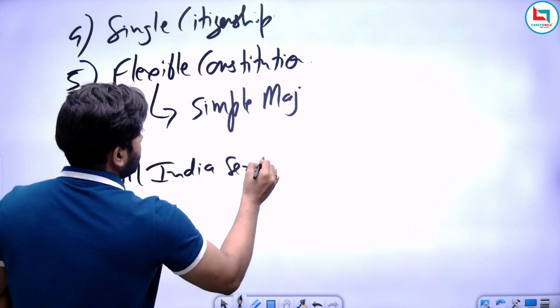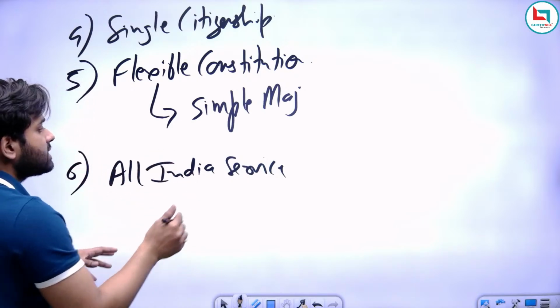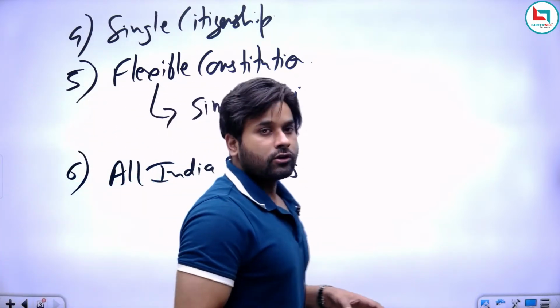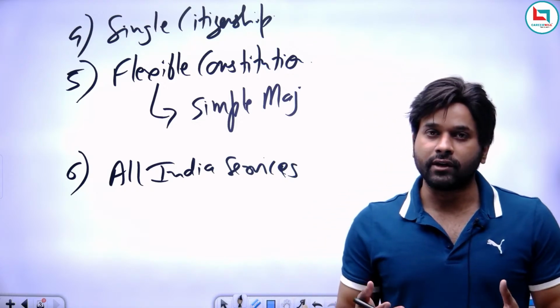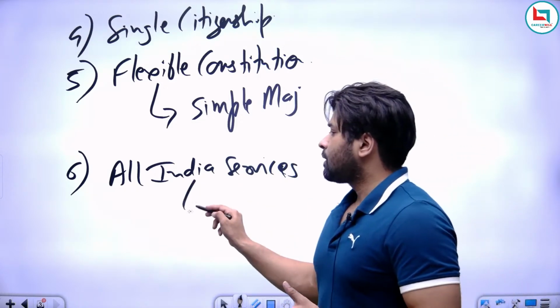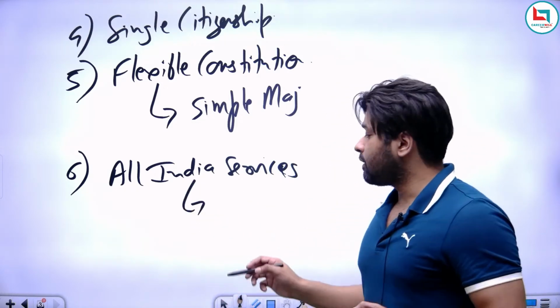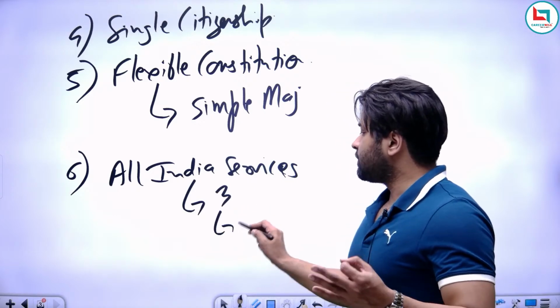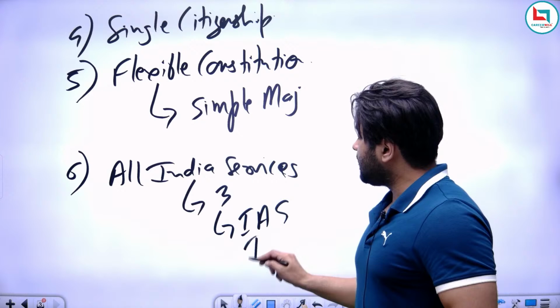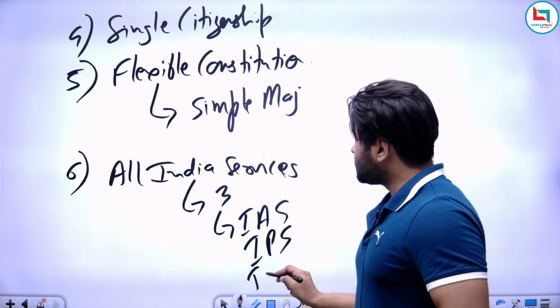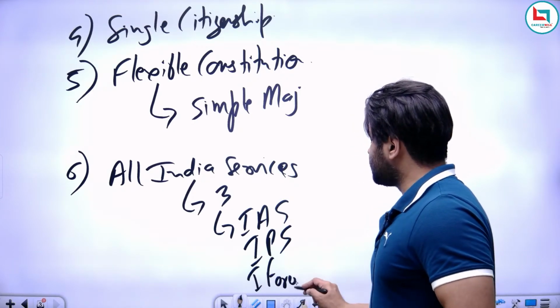Now how can we relate all India services with the unitary feature of the constitution? Why are we saying all India services is a feature of the unitary system? Because in India we have three all India services. The first is IAS, Indian Administrative Service. The second is Indian Police Service, and the third is Indian Forest Service.